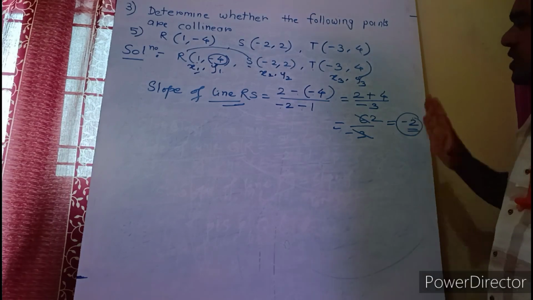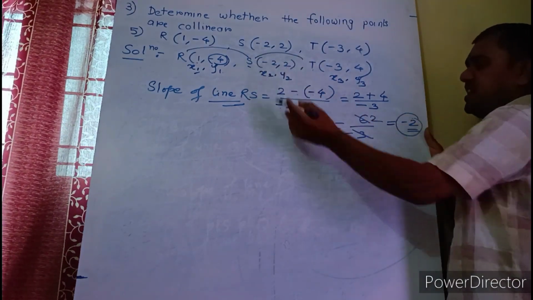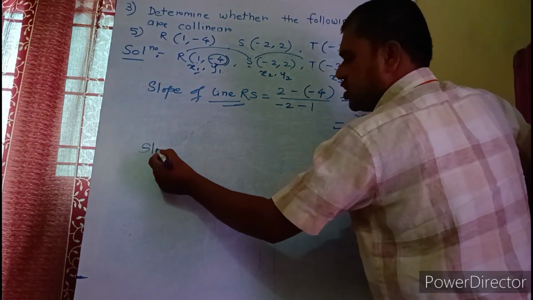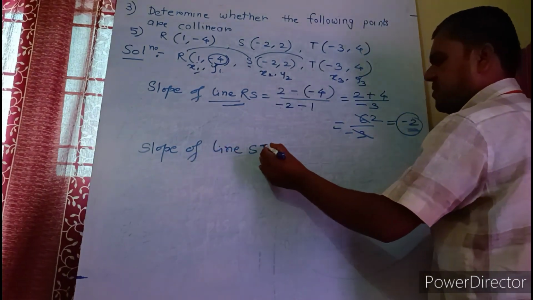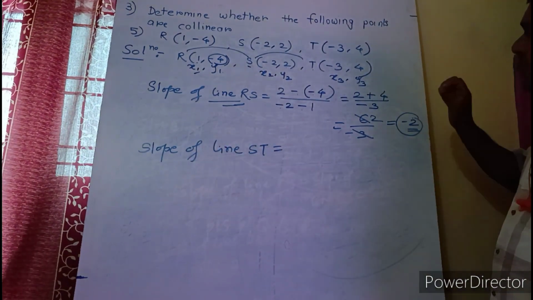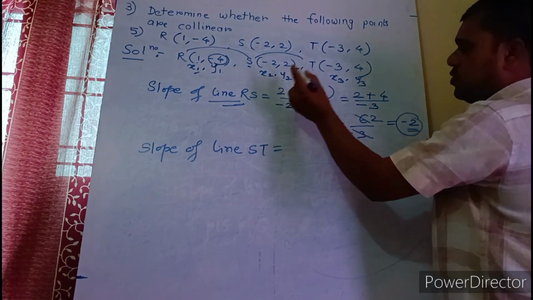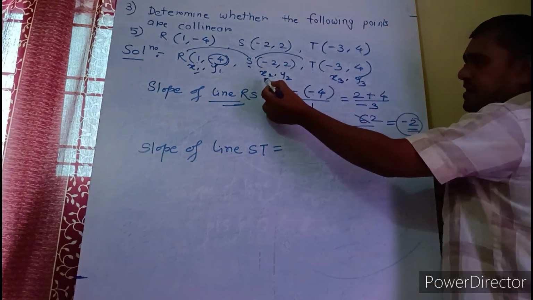Now we have to find out the slope of line ST. Now write down here slope of line ST, that will be equal to y3 minus y2 divided by x3 minus x2.